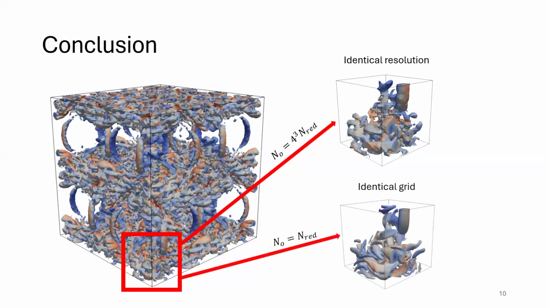And as well, we simulated the whole flow with an identical grid. So this is the identical grid, the reduced Taylor-Green vortex with a resolution of 128 to the power of 3. And as you can see, this one is way more precise than the one on top.